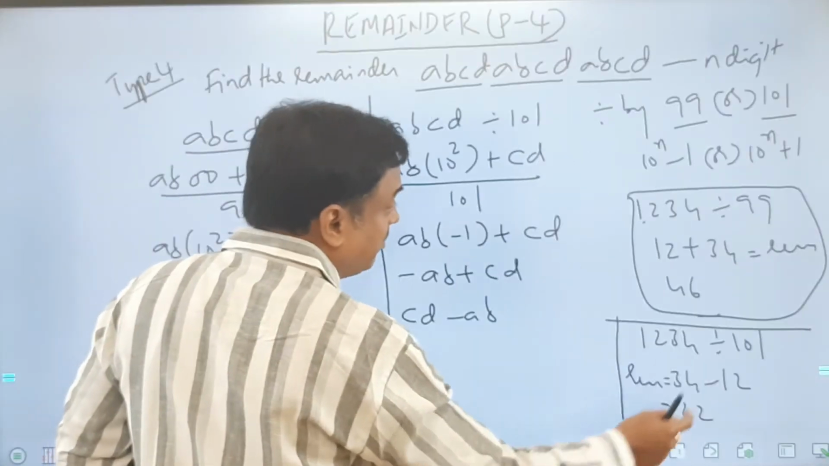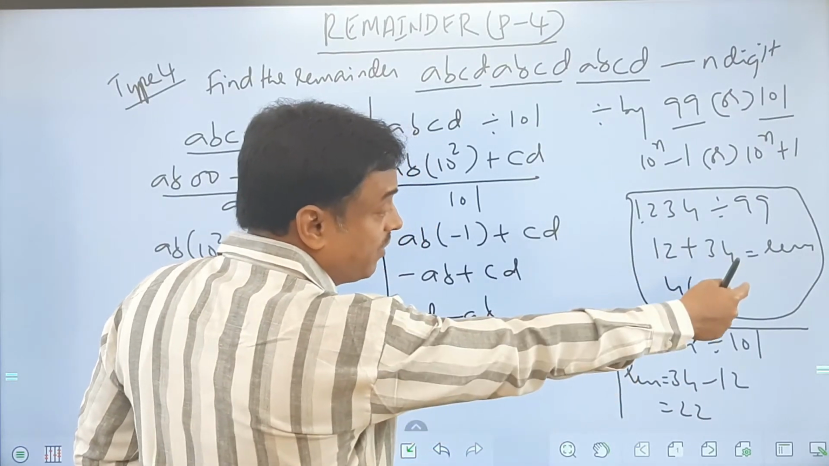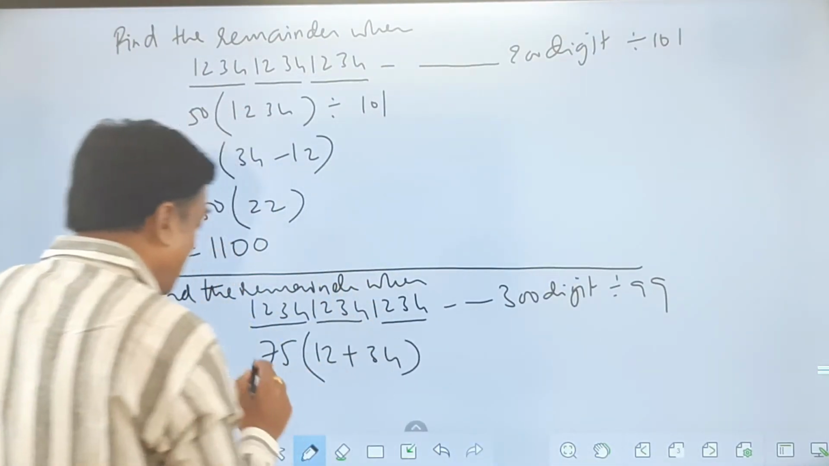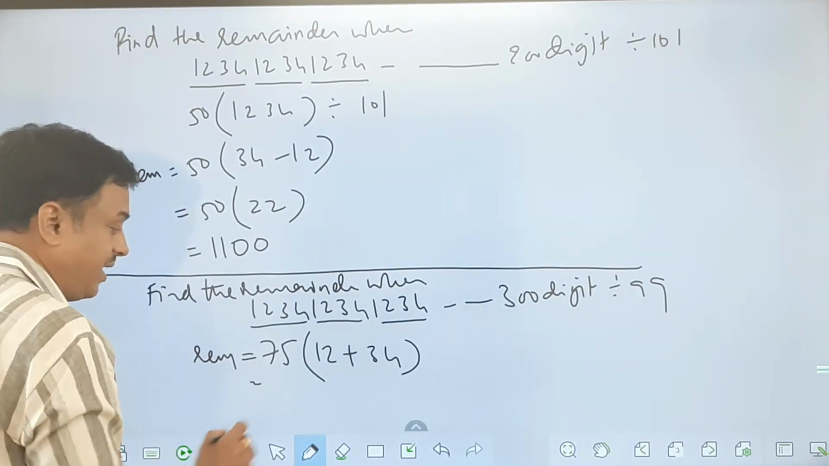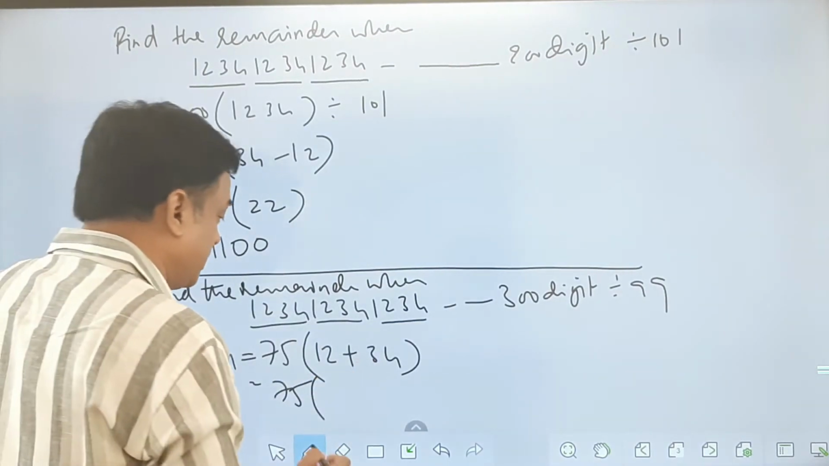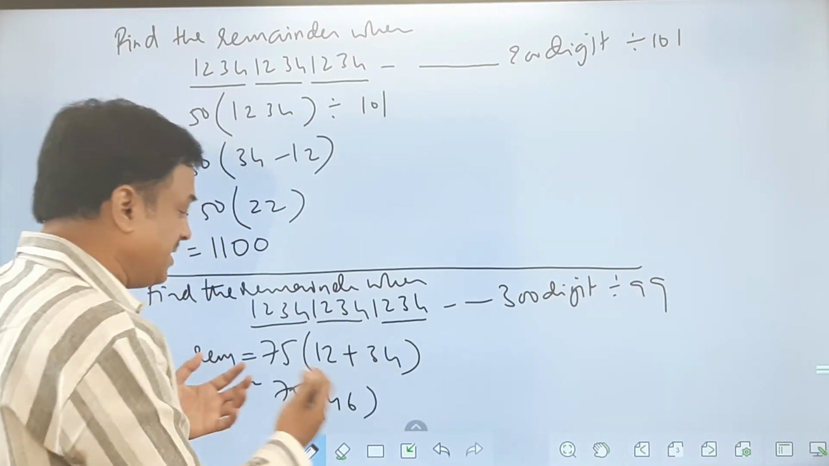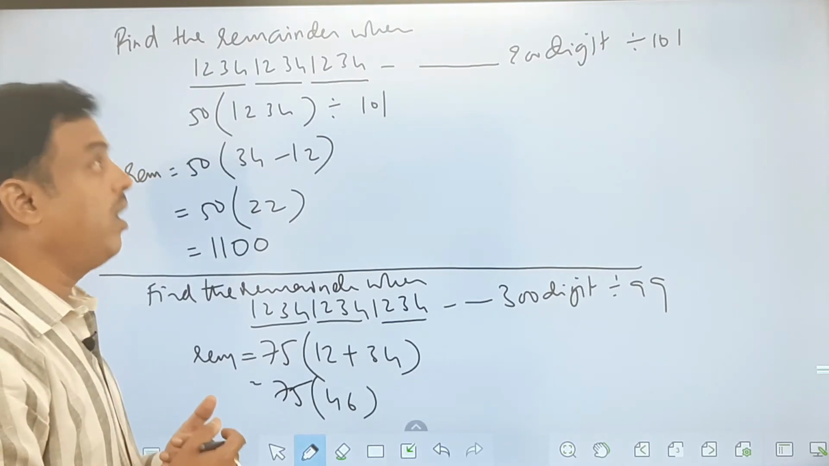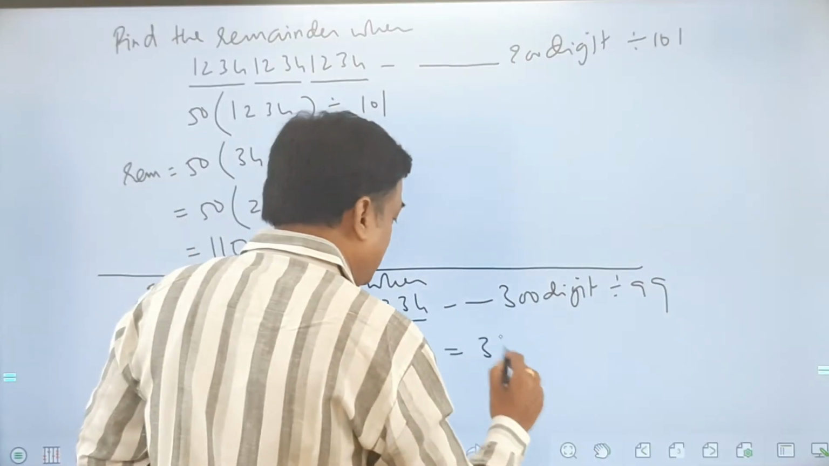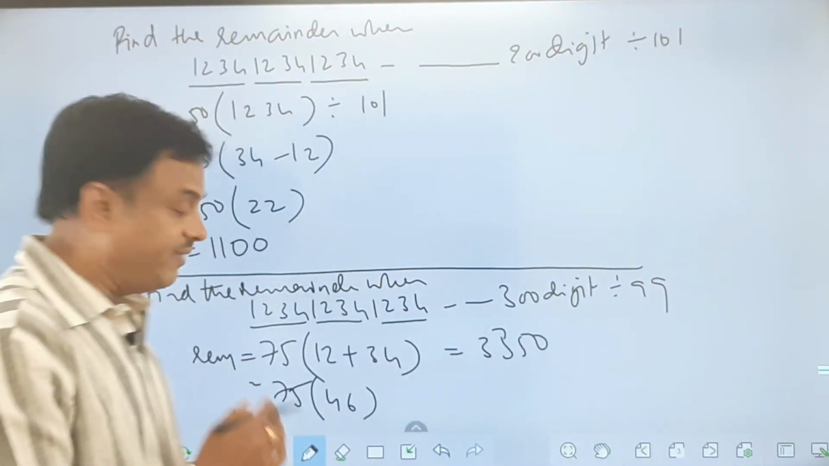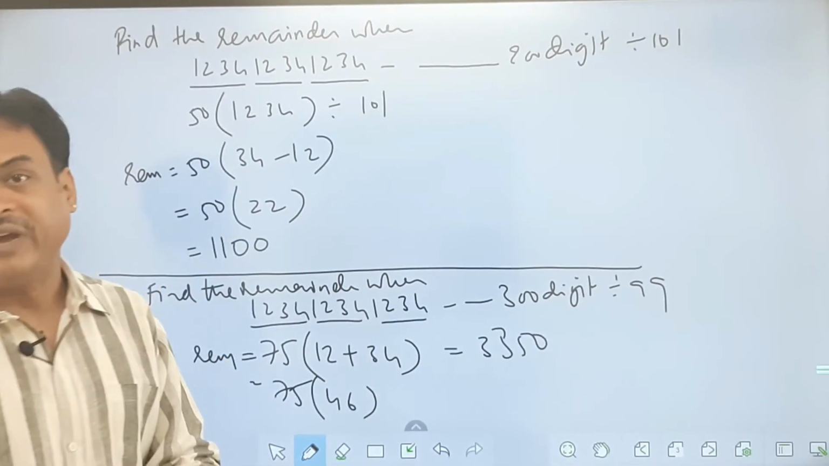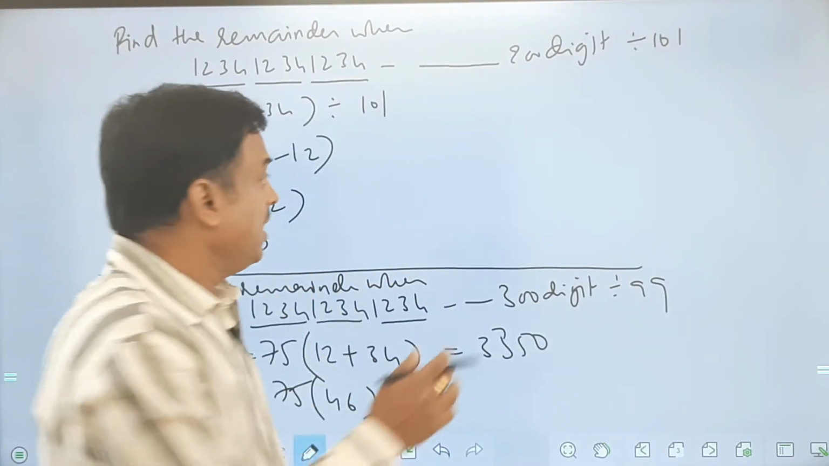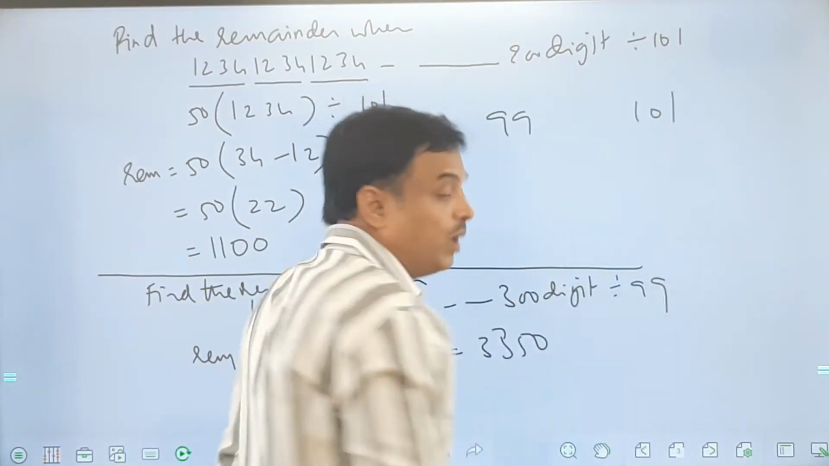If you see, dividing by 99 means what? Sum of first 2 digits plus sum of the second 2 digits is what I should do. So here it will be 12 plus 34 as remainder, which is 46. And finally it is 75 into 46, which is something we need to do. And what is 75 into 46? It is 3350. So 3350 is my required answer here. 75 into 46 is 3350. So that's your final answer in this case. Okay. So this type has specific remainders when I divide by 99 and when I divide by 101.